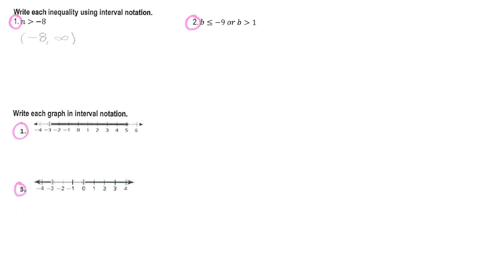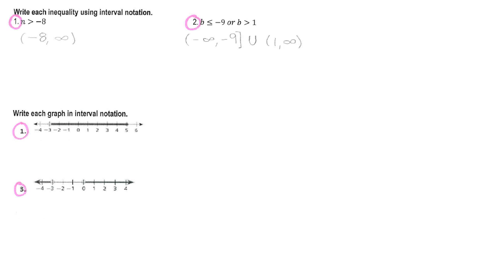Example number 2, we have b is less than or equal to negative 9, or b is greater than 1. So we will represent that, you have that word or in there, which shows you should have that union symbol. We're going to start with b is less than or equal to negative 9. That means any value that is less than or equal to negative 9 is a solution to this. So from negative infinity, remember always use a parentheses, to negative 9, and we use the bracket because it's allowed to be equal to negative 9.